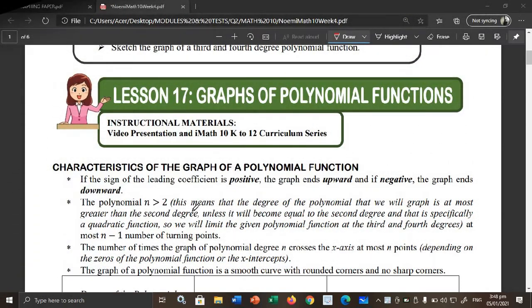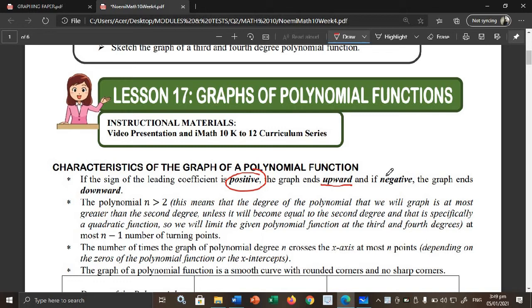In this video, we are going to talk about graphs of polynomial functions, specifically third-degree functions and fourth-degree functions. But before we graph such functions, let's talk about the characteristics of the graph of a polynomial function. So first, if the sign of the leading coefficient is positive, therefore, the endpoint of the graph should be upwards.